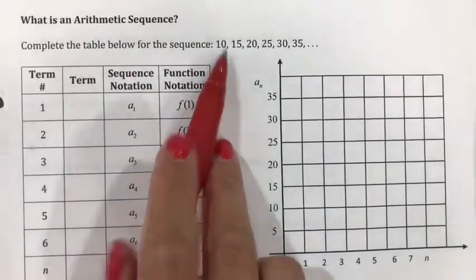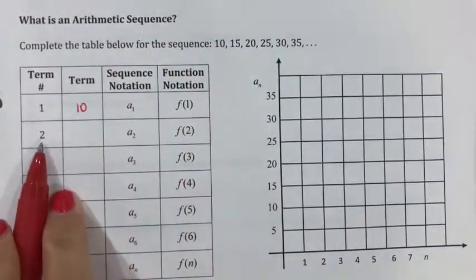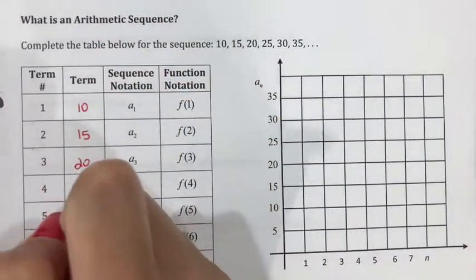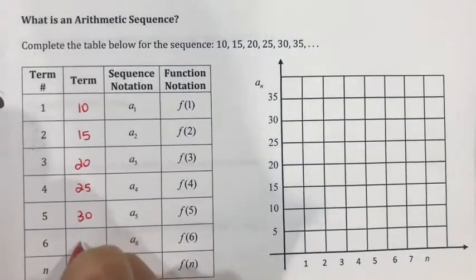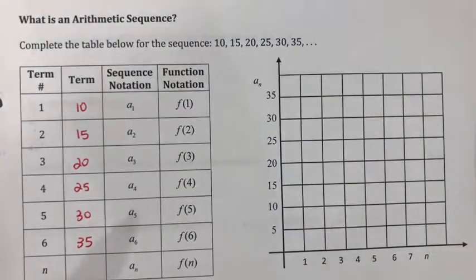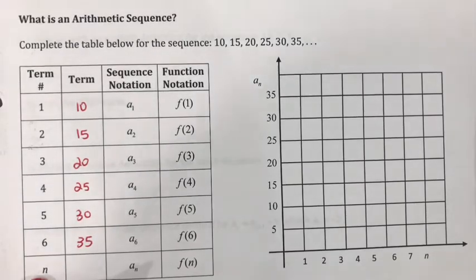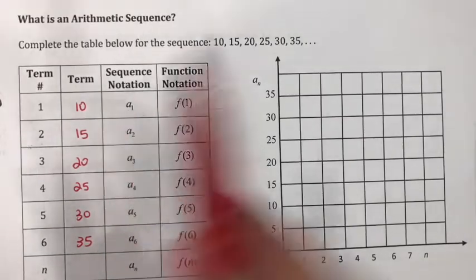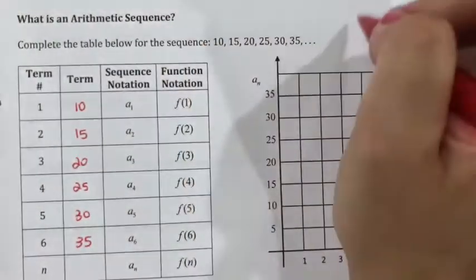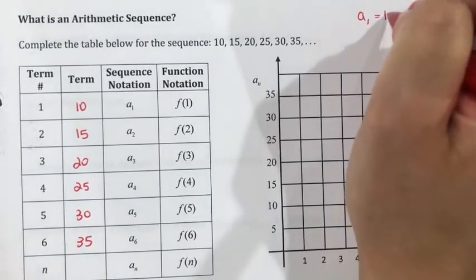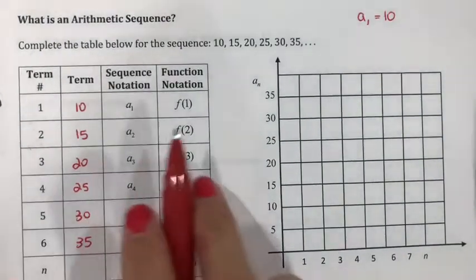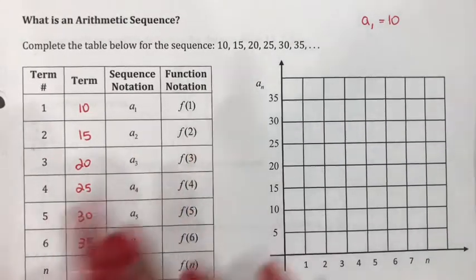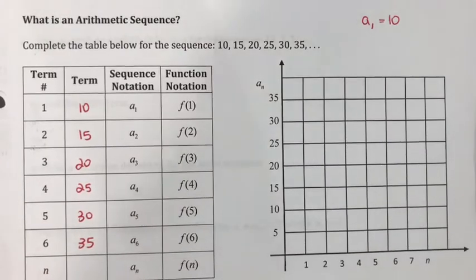So our first term is 10. Our second term is 15. And I'm going to fill in the rest. Okay. And that'll take us down to the nth term. Now, the sequence notation, we write a sub 1. Remember, if this is my first term, we say a sub 1 equals 10, okay? If we were talking about a function, we would say f of 1, f of 2. So we're just making that connection to what we've seen previously.